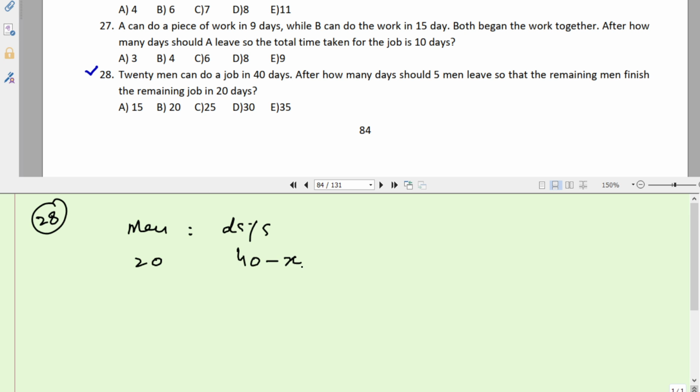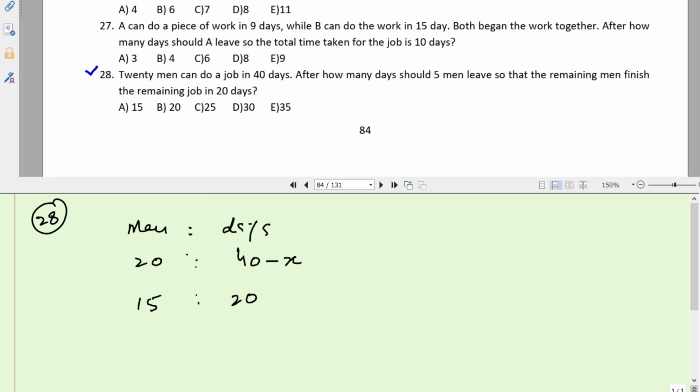Like if it happens after 10 days, the job will be for 30 days: 20 men, 30 days. If it happens after 20 days, it will be 20 men, 20 days. If it happens after 5 days, it will be 20 men, 35 days. Well, some men left. How many? 5 men left. So how many men do you have now? 15. And how long should the job take to be finished? 20 days. So the job should be finished in 20 days by 15 men, because 5 men are gone. So after how many days should it happen?